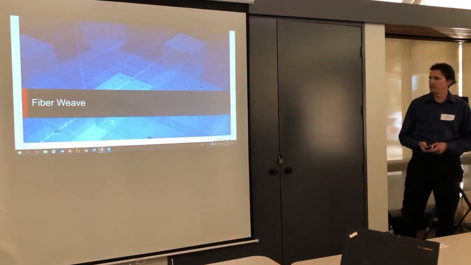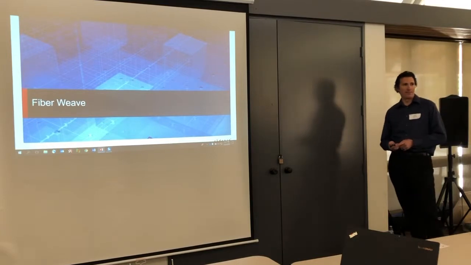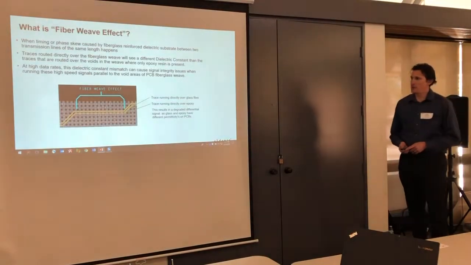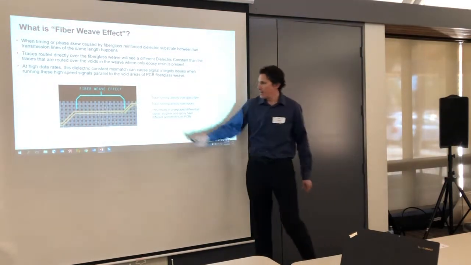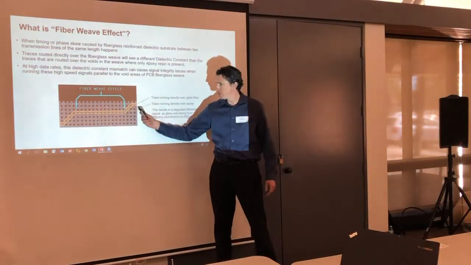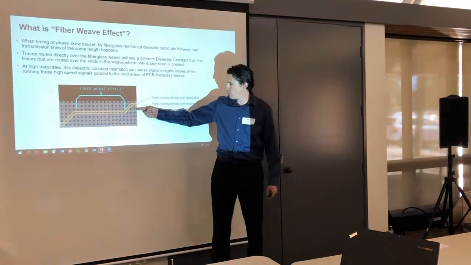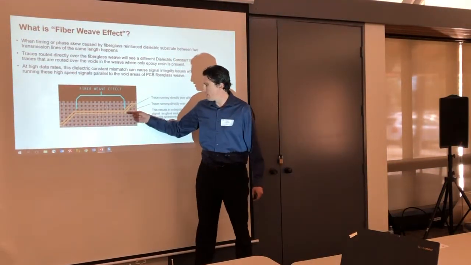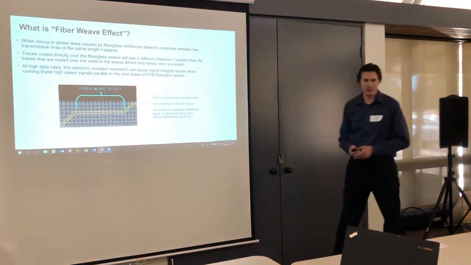Fiber weave. How many people have had to deal with fiber weave yet? One. All right, so fiber weave at high speeds, right? The dielectric, if you put it under a magnifying glass, is not uniform. So if you have one trace going over one piece of the fiber and another one that goes over the place that has a lot of weave in it, it's an impedance mismatch.